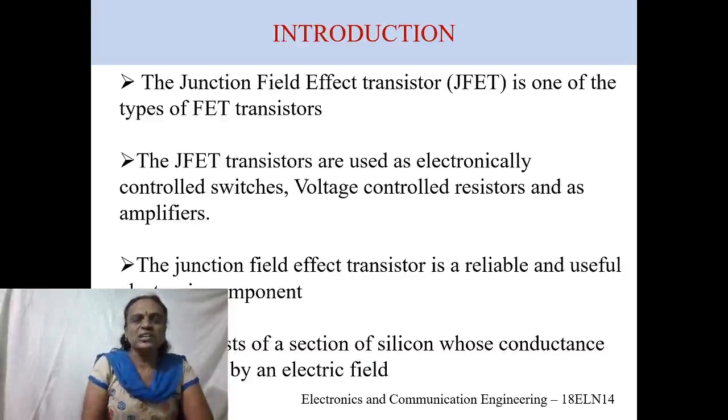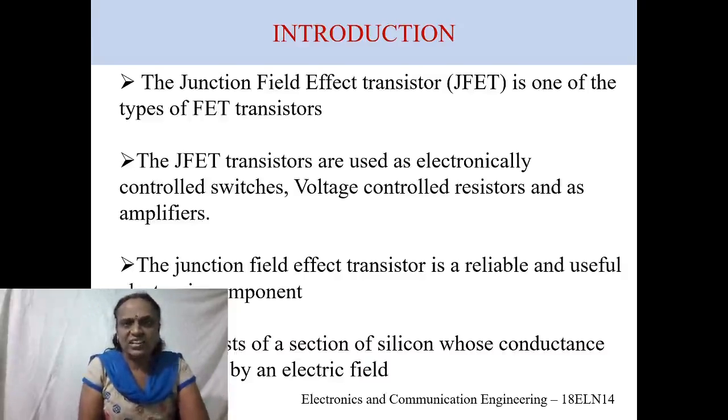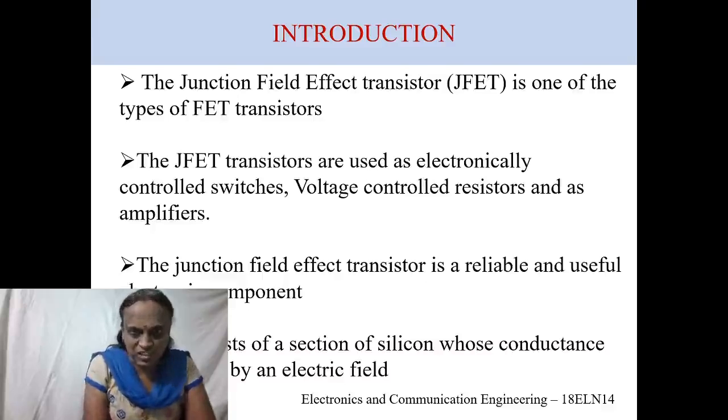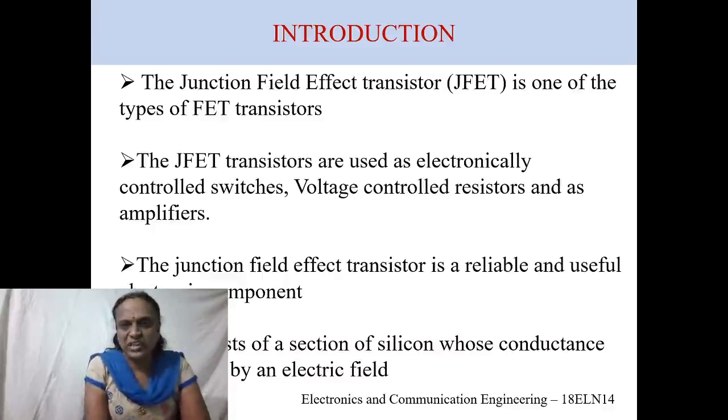Since it has a switching operation, it can be used as an electronically controlled switch. JFET is one type of FET transistor, and it can be used for switching control operation. That means it can be used as electronically controlled switches, as well as voltage controlled resistors and also as an amplifier.